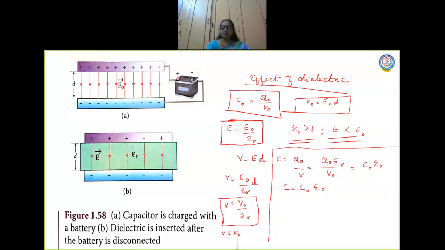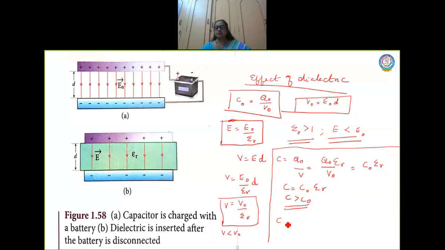Now epsilon R, as I told you, is always greater than 1. C naught is the original capacitance before the dielectric is placed. So definitely C will be greater than C naught. Yes or no? C will be definitely greater than C naught, which proves that when a dielectric is added, the capacitance will increase.